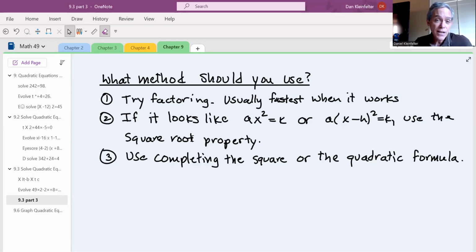All right, that takes us to the end of section 9.3. At this point, you can solve any quadratic equation you want using, at the very least, completing the square or the quadratic formula. So that's the end.